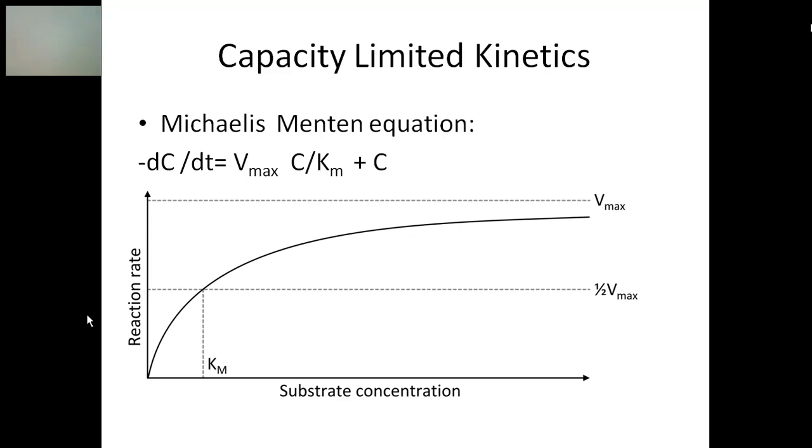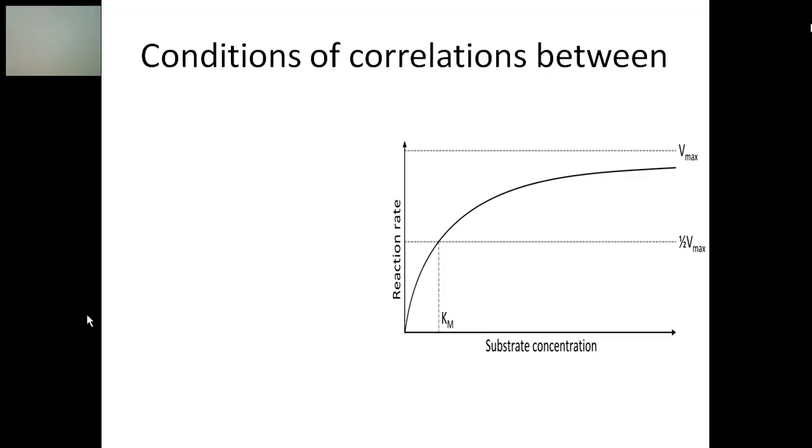Km is the Michaelis-Menten constant. You can say it is the substrate concentration that equals half of the maximum velocity. Okay, now let us go for the conditions of the correlations between Km and Vmax. So this is the general equation, I'm just mentioning it once more, and this is the graph.